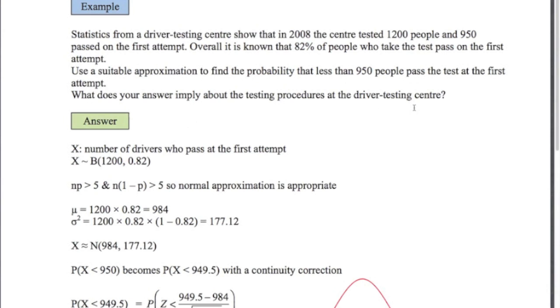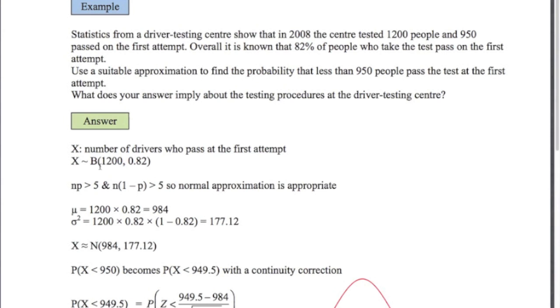We're going to get a little bit more into what statistics is all about, making an inference based on the probability we get. So the number of drivers who pass the first attempt is binomial. It's a classic binomial. n is 1200 and p is 0.82, so we're saying 82% pass on the first attempt. n times p and n times 1 minus p are greater than 5. Check. So we can use the normal approximation.